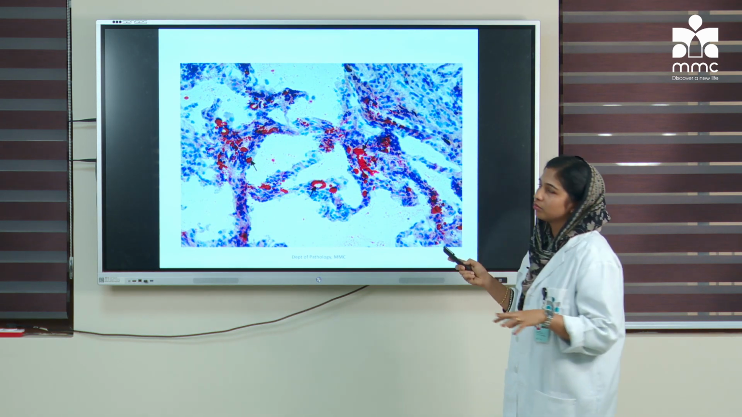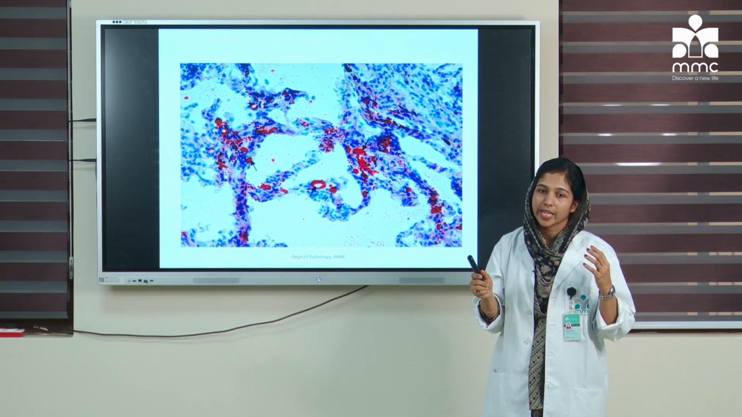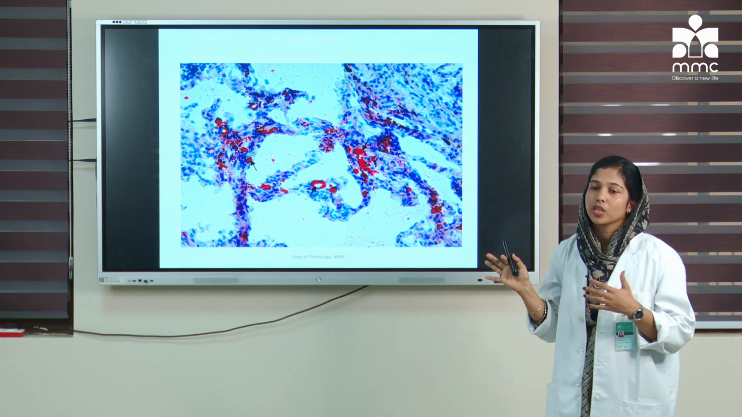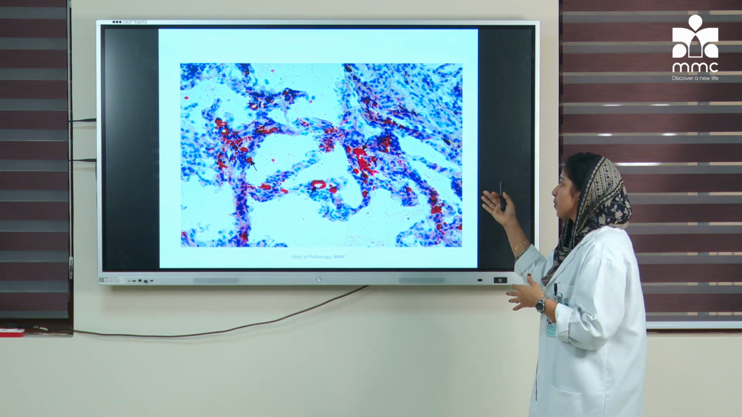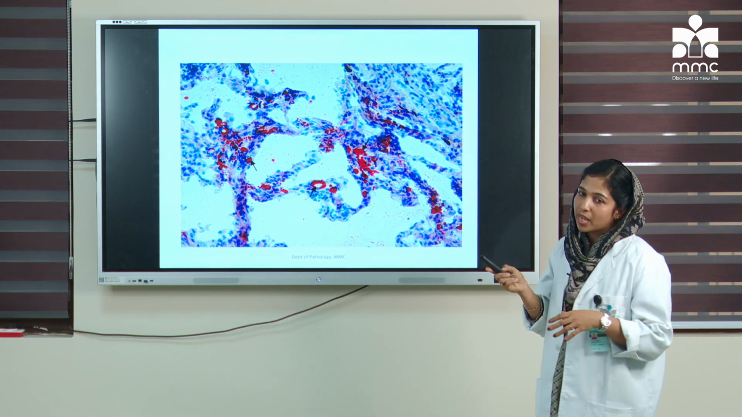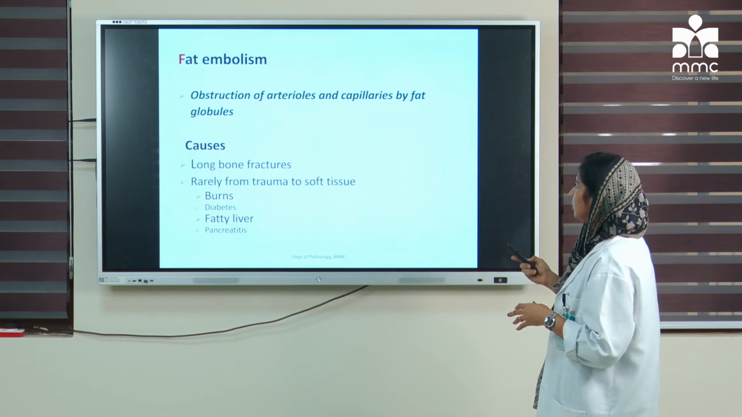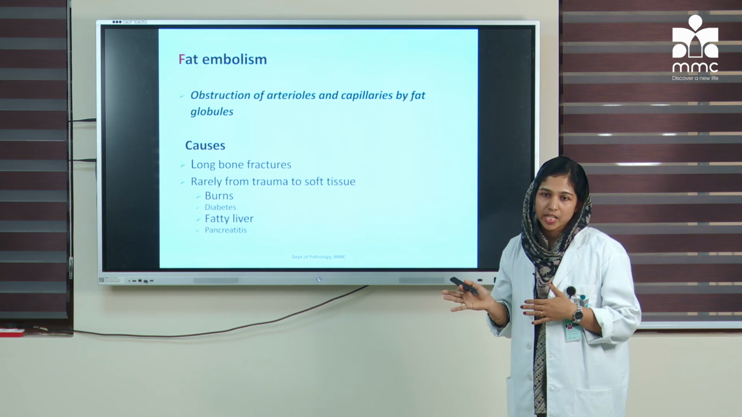Usually the fat globules do not take stain in a normal H&E section because they are lost during the processing, and a special stain can be done, that is Sudan black, that will stain the fat droplets. Now, this is a case of a fat embolism.